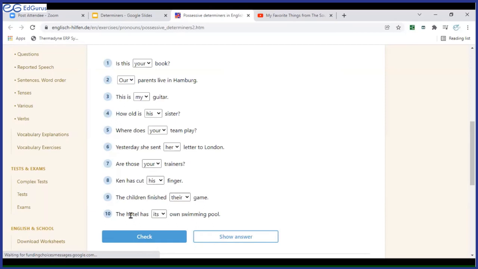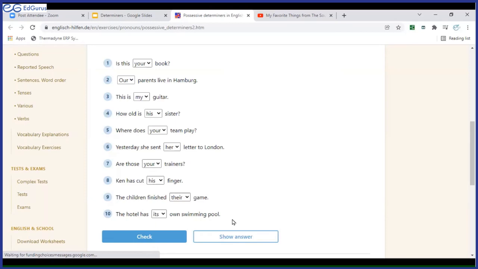Now, the hotel, the English pronunciation of the word is hotel. Hotel is a Hindi pronunciation. Okay? So do remember we call it hotel, motel, right?